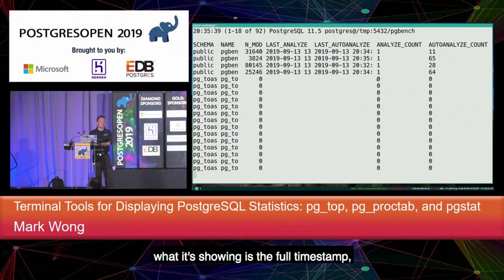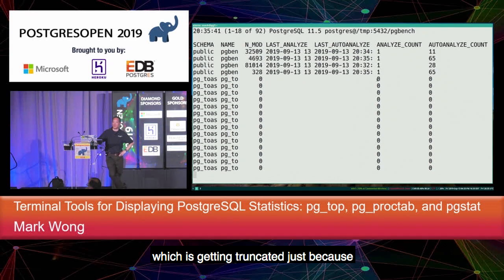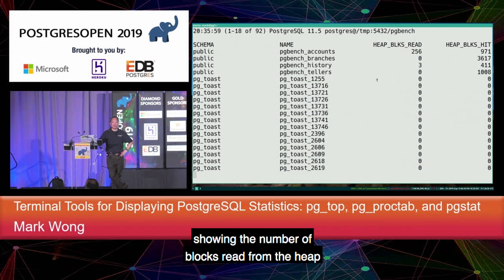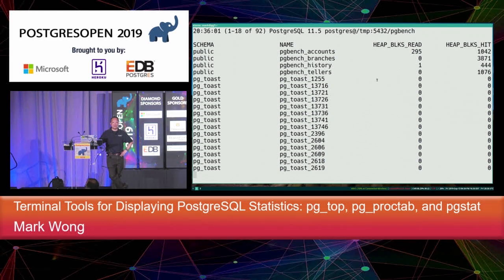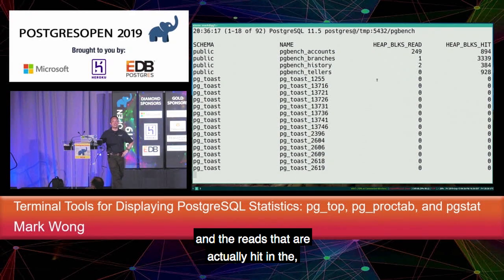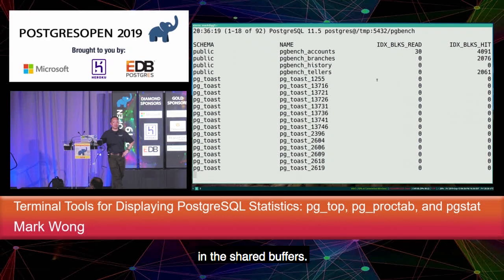I was just changing that size. What it's showing is the full timestamp, which is getting truncated just because of the size of the text. But if your monitor was big enough or the text size was small enough, you'd see the full timestamp. More stats from the PG stat tables showing the number of blocks read from the heap as well as the blocks hit: the total number of reads, the reads going to the operating system, and the reads that actually hit in the shared buffers.